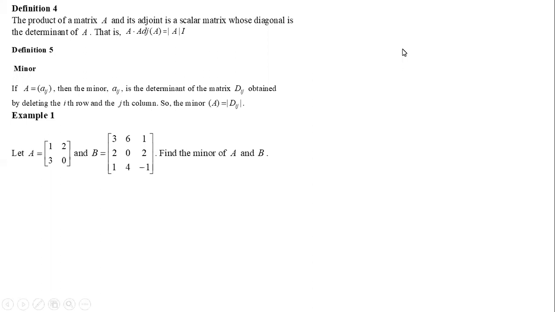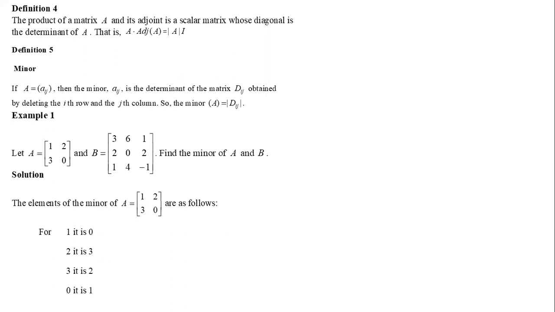What is the minor of 2? Who can tell me what is the minor of 2? 3. Thank you. What is the minor of 3? 2. Thank you. Then you are going to replace the element, and that is the minor. Let's look at the solution. The minor of 1 is 0. Minor of 2 is 3.